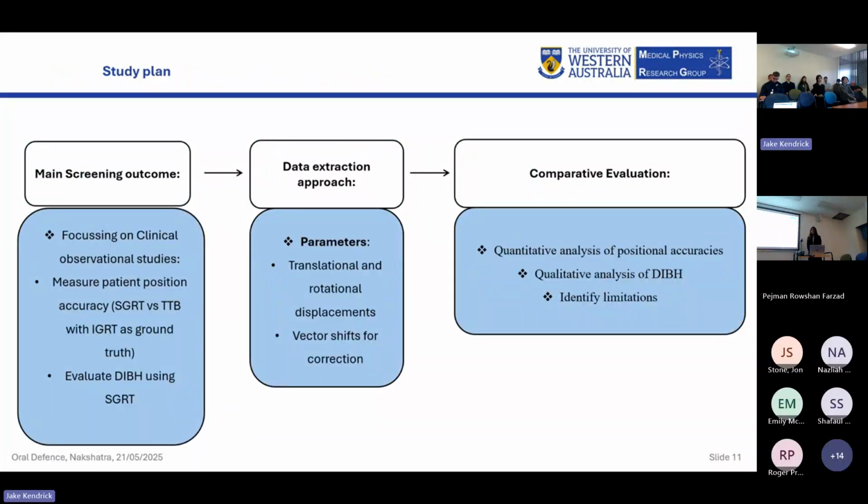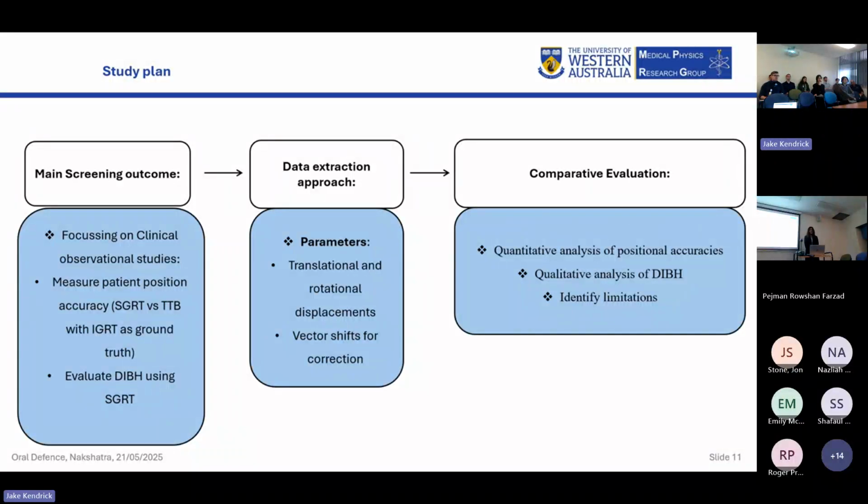After the initial screening process, this review will primarily focus on clinical observational studies that assess the role of SGRT in breast cancer. Now, the key focus areas include measuring positional accuracy using SGRT versus traditional tattoo-based and IGRT, and also inspiration breath hold when guided by SGRT.